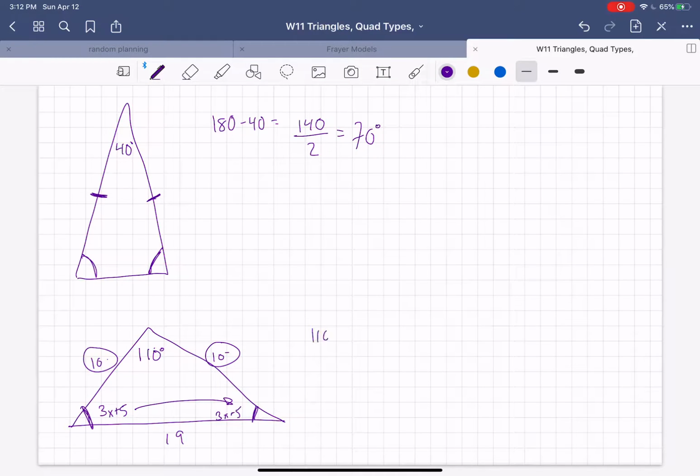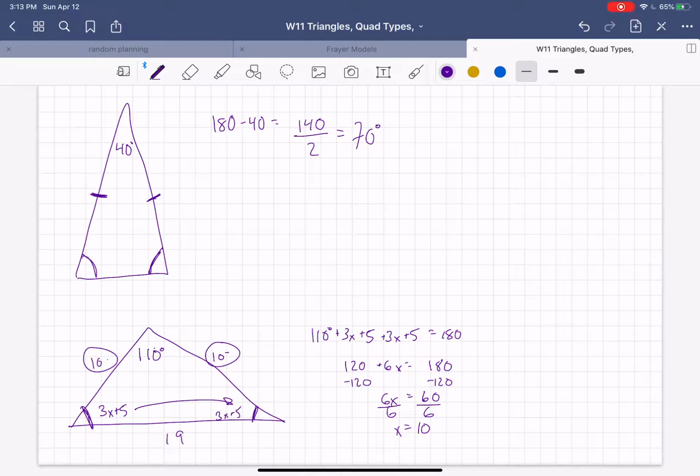So we can do 110 plus 3x plus 5 plus 3x plus 5. Right, we have those 2 same angles equals 180. Combine like terms, we get 120 plus 6x is equal to 180. Minus 120 on both sides, 6x equals 60. Divide by 6, so we get x is equal to 10.